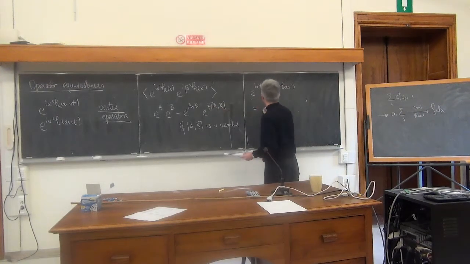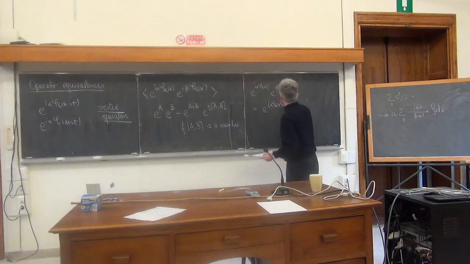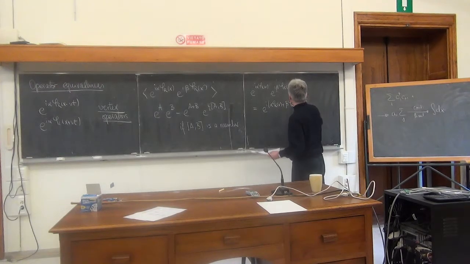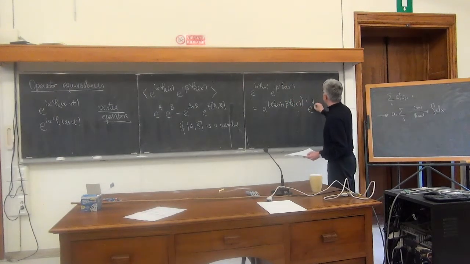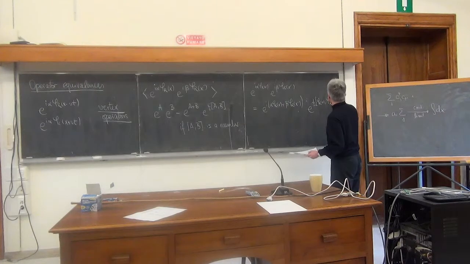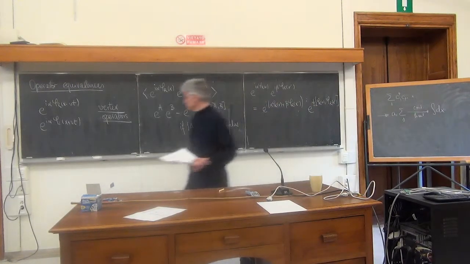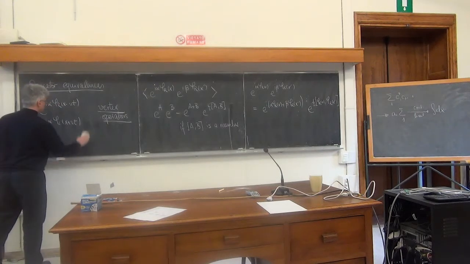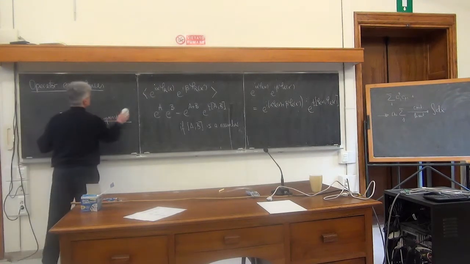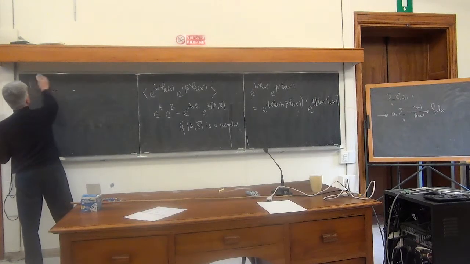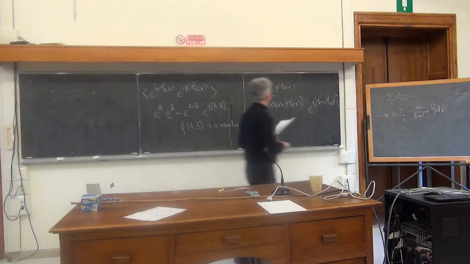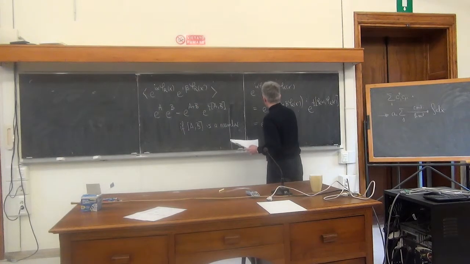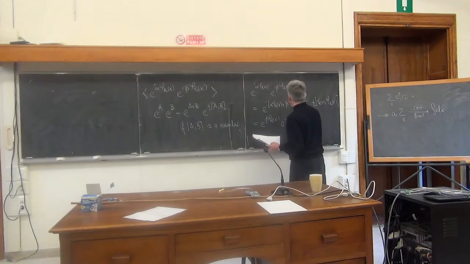Which, according to what I have here, is e to the i (alpha phi_R(x) + beta phi_R(x')) e to the 1/2 commutator of phi_R(x) and phi_R(x'). Okay? So now let me work out, okay, this is the same as e to the i beta phi_R(x') e to the i alpha phi_R(x).